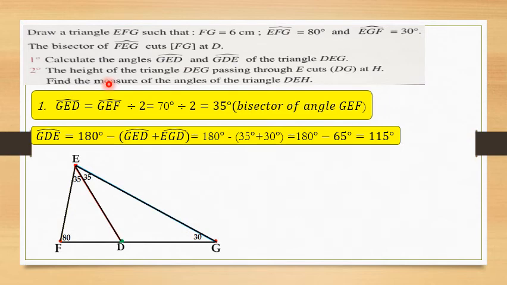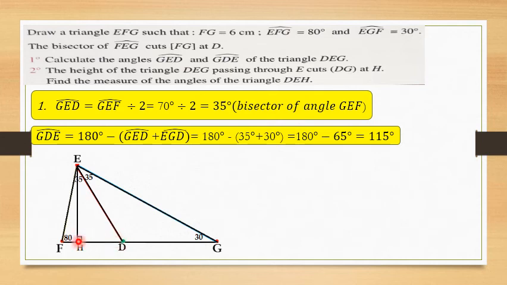Now, the height of triangle DEG passing through E. This is DEG. I have to draw the height, but it's an obtuse triangle, so the height is drawn outside the triangle. It's perpendicular to the line DG. Okay? It cuts DG at H. The point of intersection of the line DG with the height is H, so this is H at the foot of the perpendicular. Find the measure of the angles of triangle DEH.